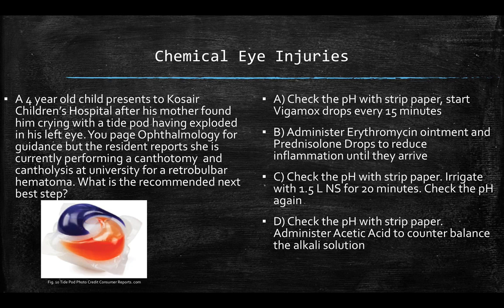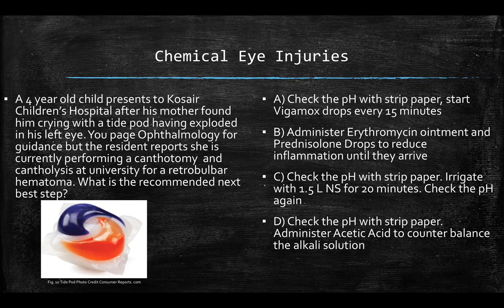So let's move on to another subject, chemical eye injuries. And let's start with a question. You're told about a 4-year-old child who presents at Coast Children's Hospital after his mother found him crying with a Tide Pod that had exploded in his left eye. You page ophthalmology for guidance, but the resident reports that she is currently performing canthotomy and cantholysis at U of L for a retrobulbar hematoma, something we just talked about, an emergency procedure. What is the recommended next step? Take a moment, look over the options, pause the video, and let me know what you think.